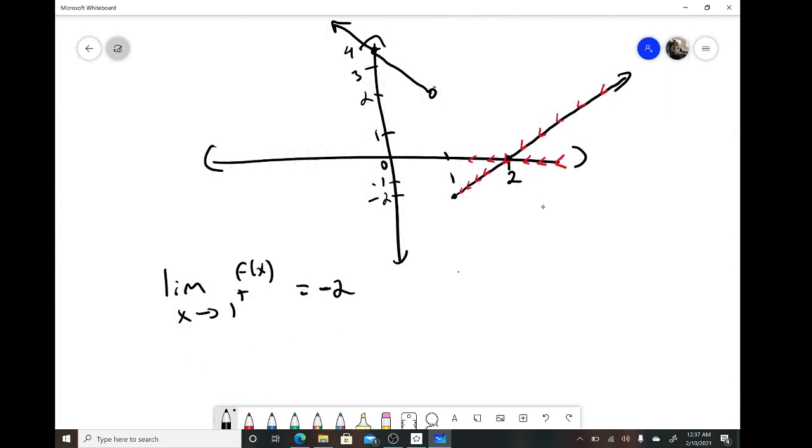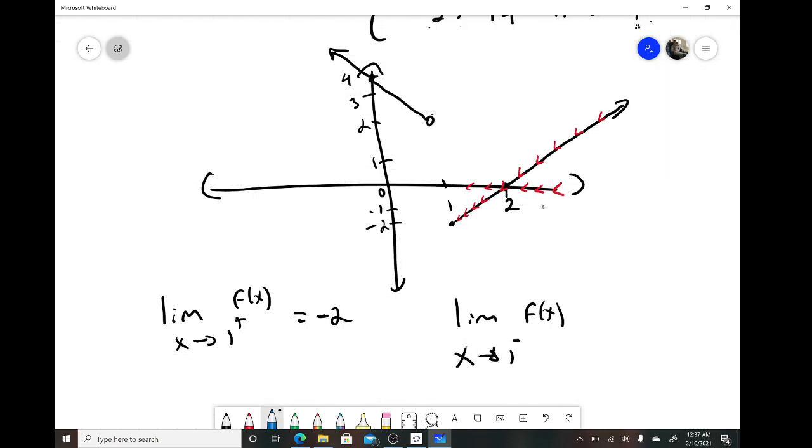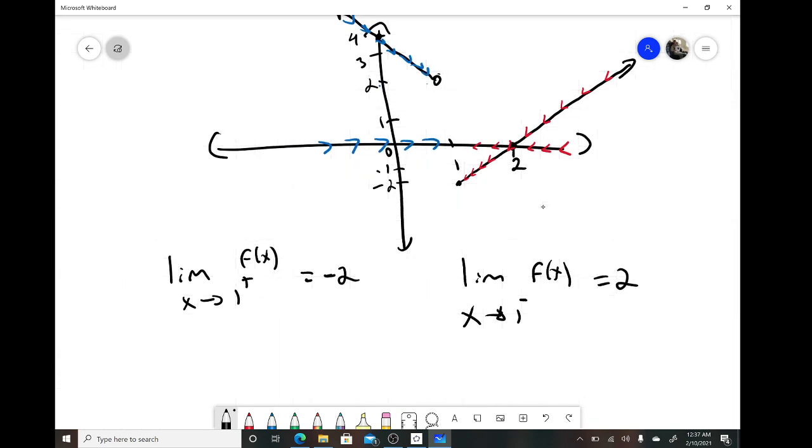However, the limit from the left side, as we approach 1 from the left side of f of x, values are coming from this side now towards the 1. So that means that in our function, the outputs are coming down, and they're approaching a particular number. This number that they're approaching is positive 2. So these two limits are not equal.